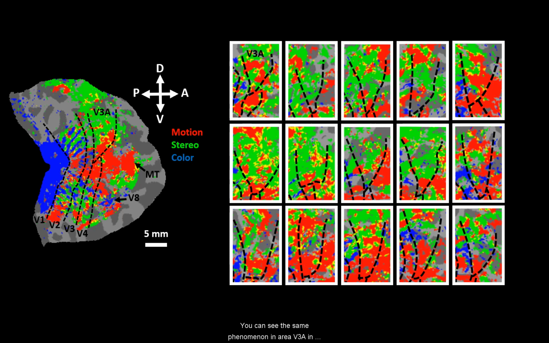You can see the same phenomenon in area V3A, in which motion and stereoselective sites are detected with small overlap between them. In all cases, V3A is mostly occupied by stereo and motion selective clusters, while the color selective sites appear to be rare.